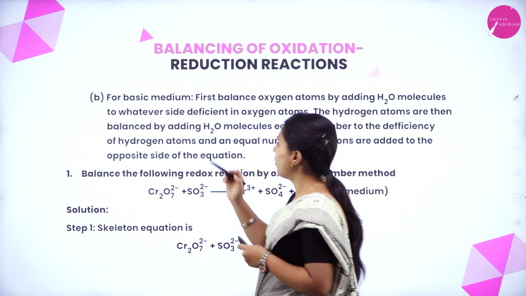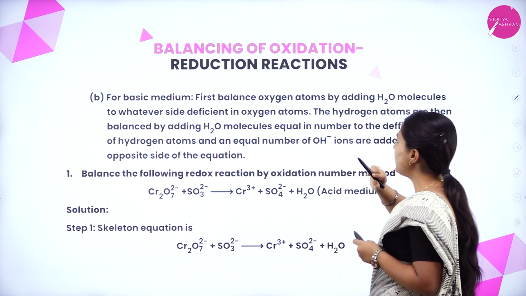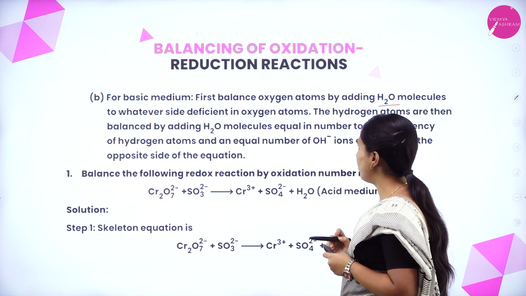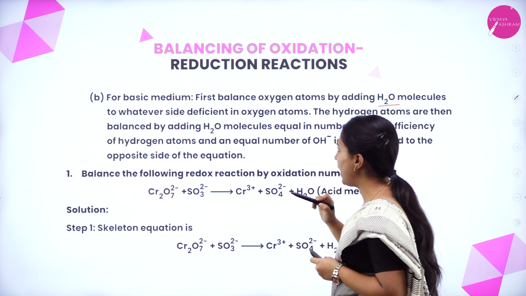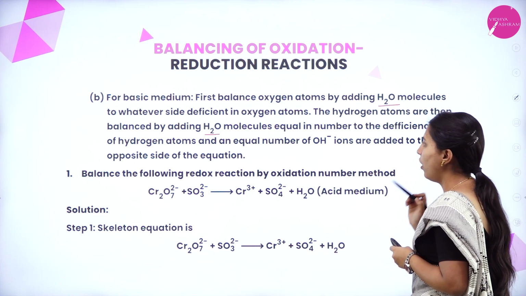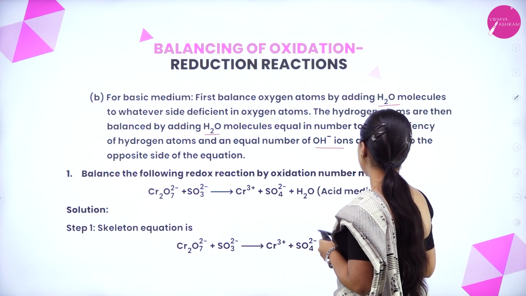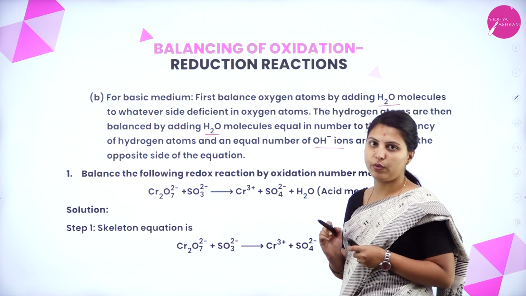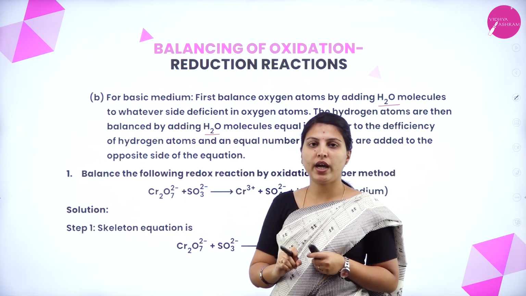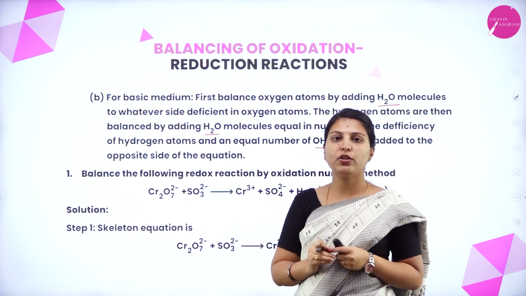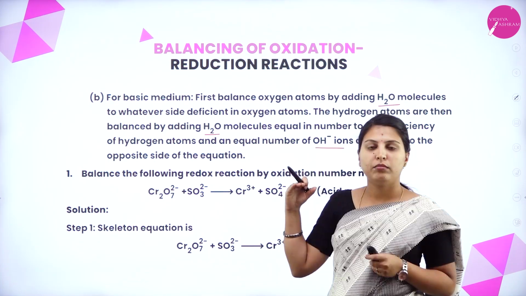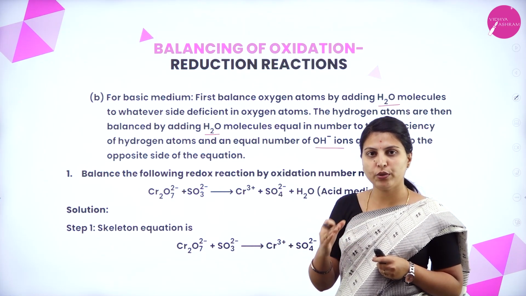Next, for basic medium, first balance oxygen atoms by adding H2O molecules to whichever side is deficient in oxygen. The hydrogen atoms are then balanced by adding H2O molecules equal in number to the deficiency of hydrogen atoms, and an equal number of OH- ions are added to the opposite side of the equation. Here, if it is in basic medium, then for oxygen you have to add H2O molecules, and for hydrogen also you have to add H2O molecules. Later you have to add OH- ions. It should be in equal number on both sides.